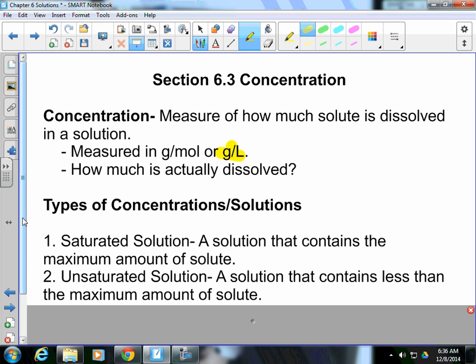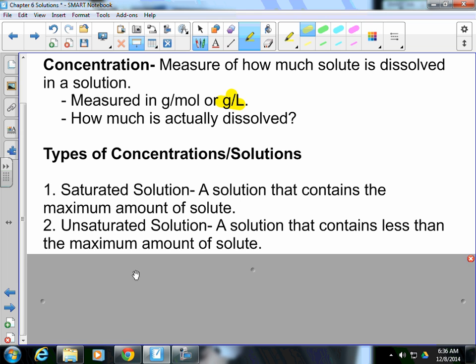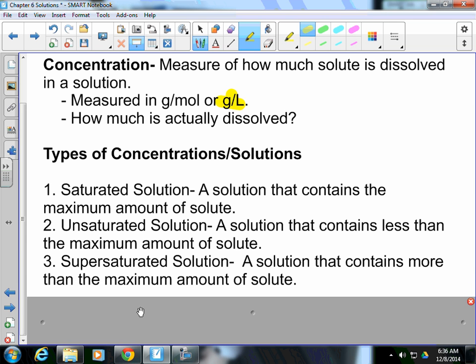Then you would get to my brother, who would get his way, regardless, and he'd add 5 cups of sugar to his Kool-Aid. 5 cups of sugar would be a supersaturated solution. That contains more than the maximum amount. Now we're going to talk about supersaturated solutions because there's actually a pretty cool and unique thing about supersaturated solutions.